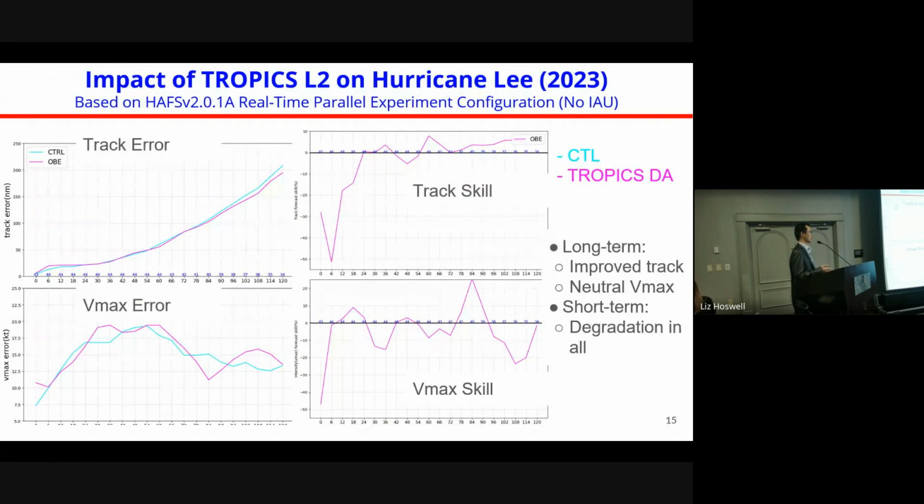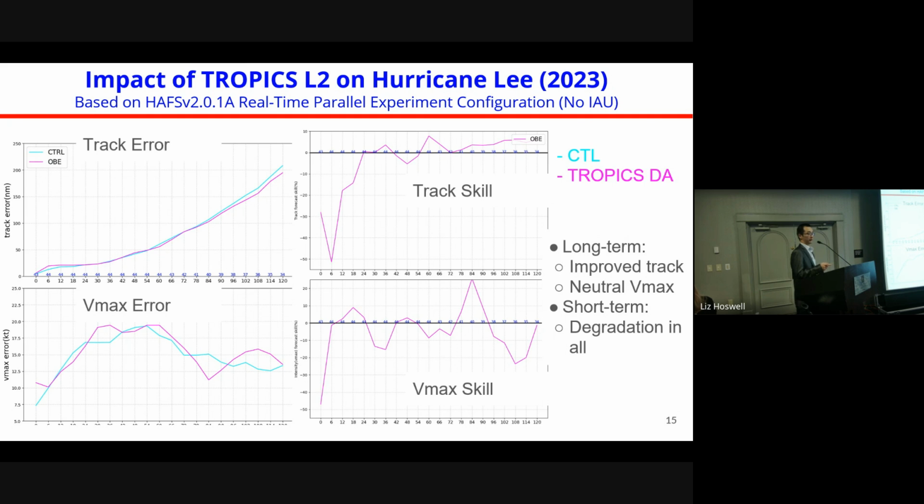But next, please. When we do the forecast, the forecasts were only for one storm, Hurricane Lee in 2023, and it was based on the HAFS version 2.1 parallel experiment configuration, but we are taking the IU off to maximize the DA impact. The upper panel shows the track. The lower panel is for Vmax. Left is the error, and the right is the relative skill. The magenta line is for the tropics, and the cyan line is the control. Clearly, there's some slight improvement in the track for long term and kind of mixed for the intensity.